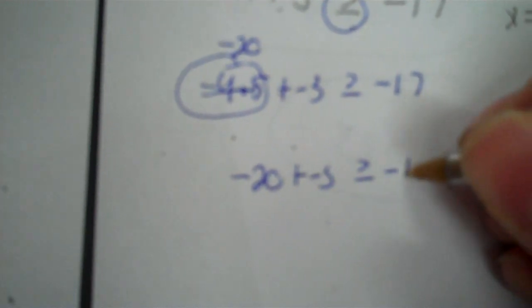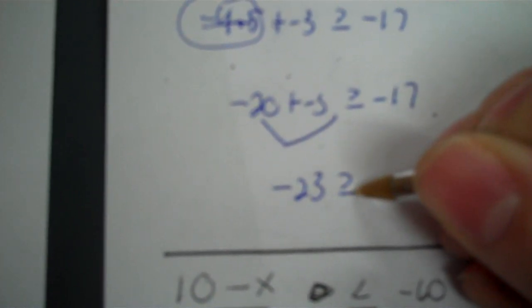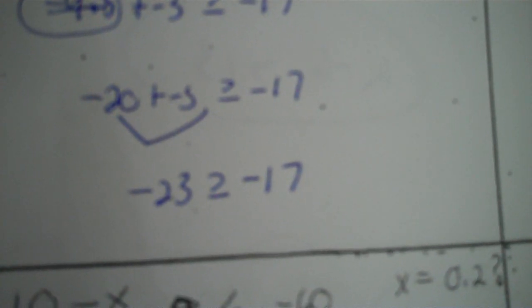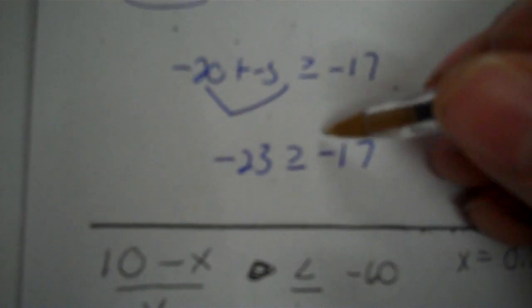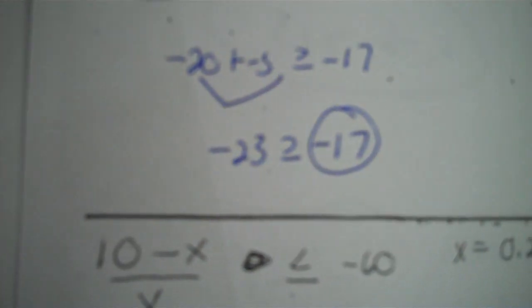Okay, so first you multiply -4 times 5, which is -20. So we have -20 plus -3 greater than or equal to -17. Combine those two, you're at -23. So -23 greater than or equal to -17. They're both negative, so which one's the bigger number? Negative 17 is bigger than negative 23.